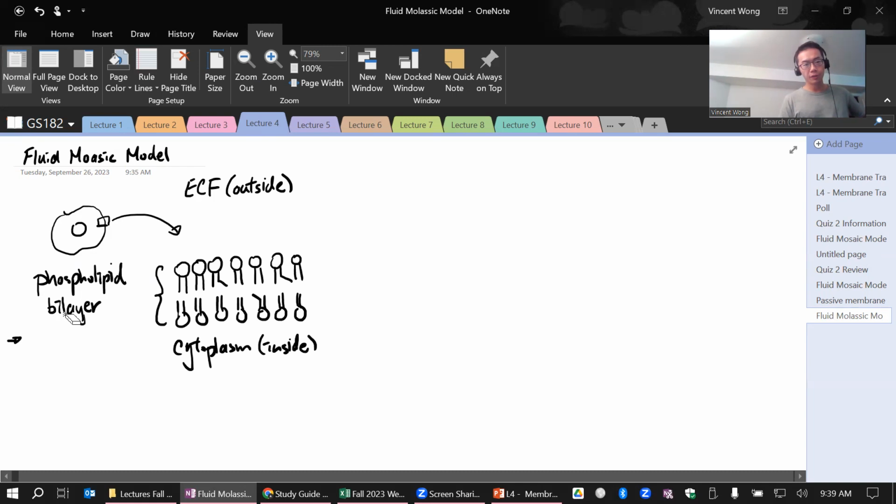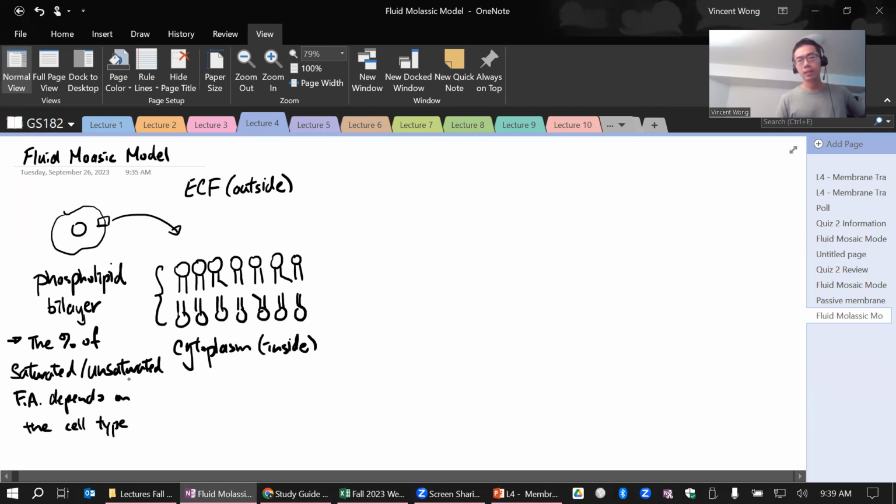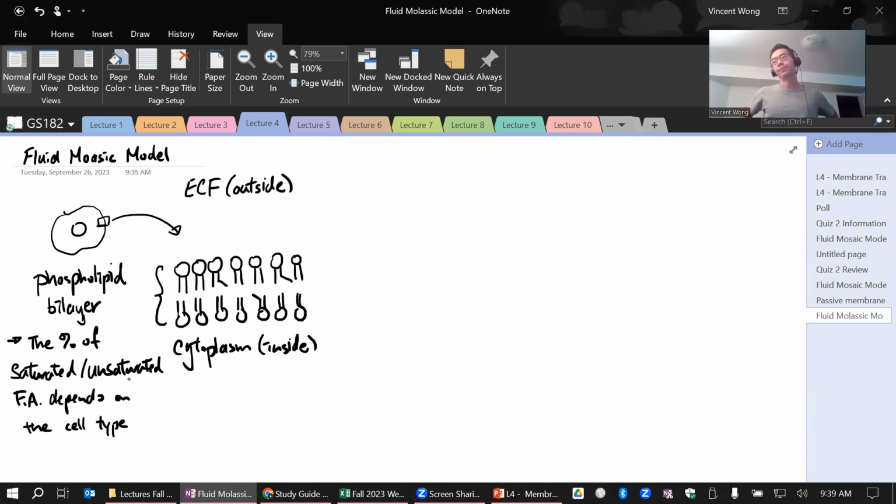So for the phospholipid bilayer, the percent of saturated and unsaturated fatty acids depends on the cell type. You want to understand this for a particular question on the lab. I will explain more later.